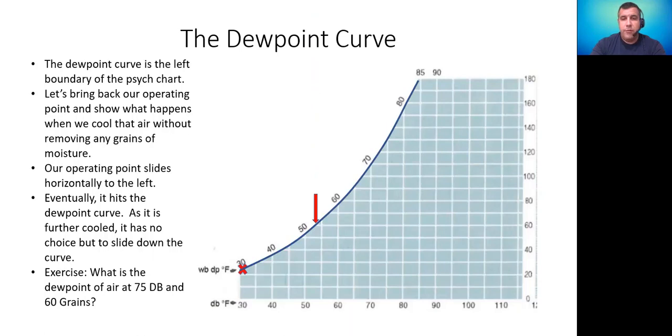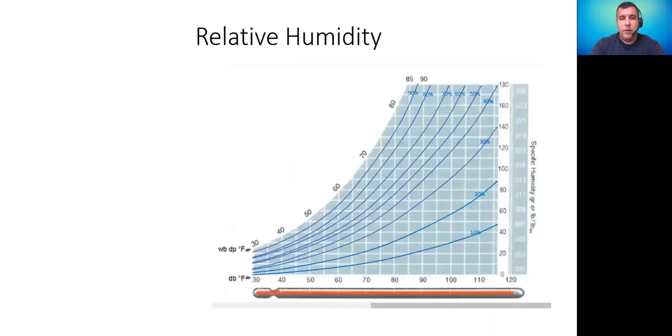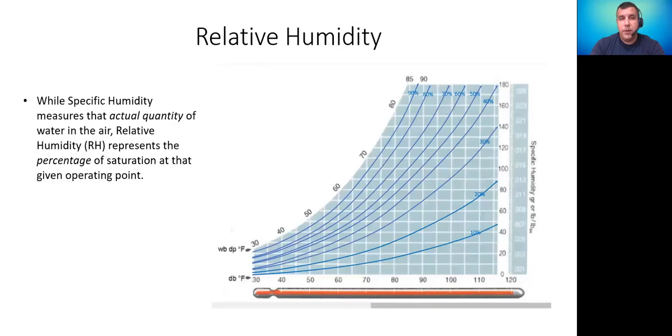Well, we started off back at our beginning point, and that's 53 degrees dew point temperature. So if you notice at the intersection of 75-degree dry bulb and 60 grains of moisture, if we go straight from right to left, when it hits that curve, that's our dew point, 53 degrees dew point. So now we're ready to talk about relative humidity.